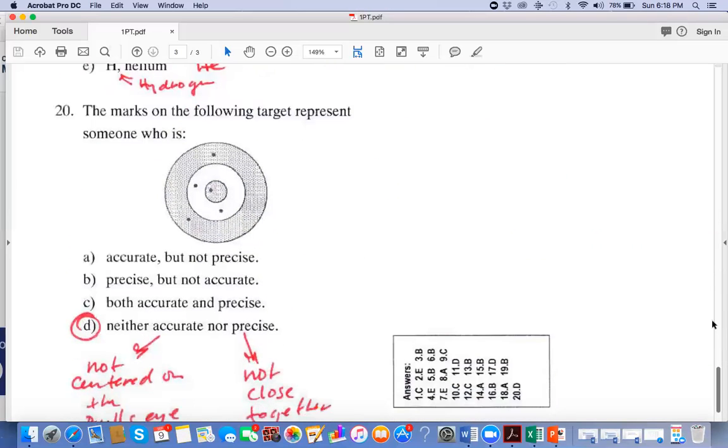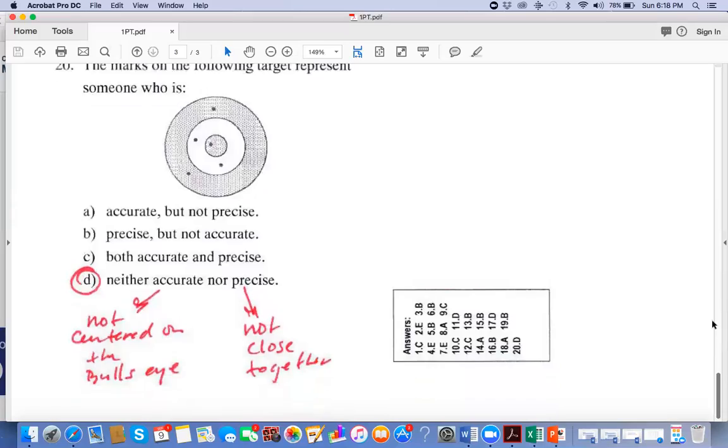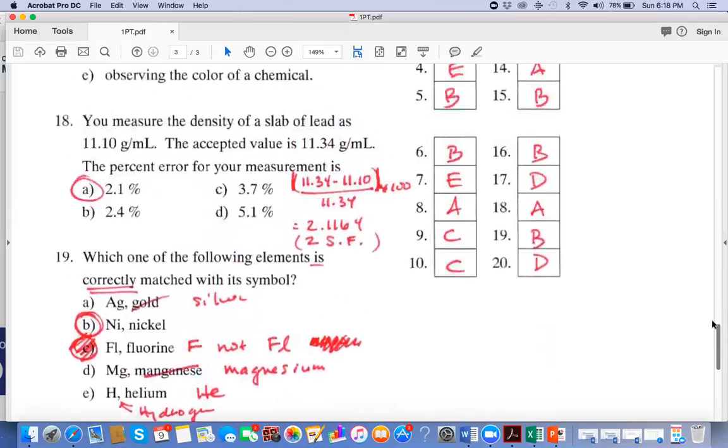The marks on the following target represent someone who is neither accurate nor precise. So it's not centered on the bullseye and it's not close together. So you can check out the answers in total.